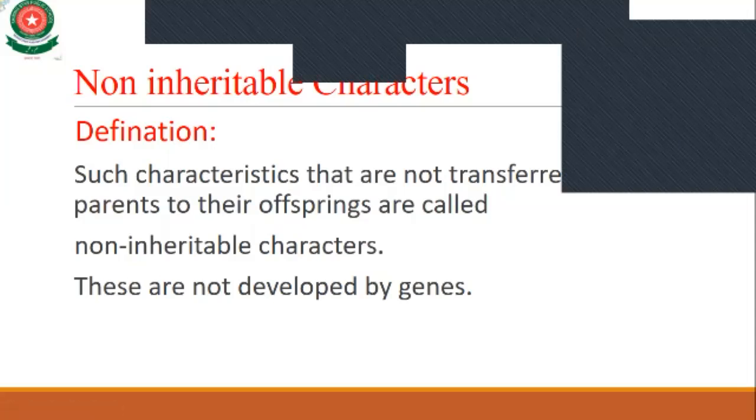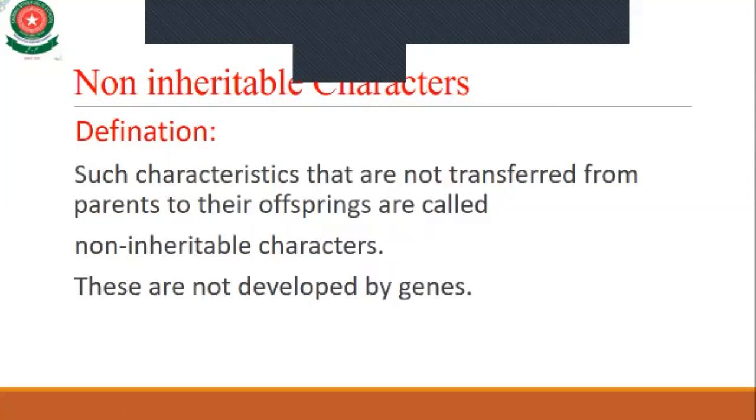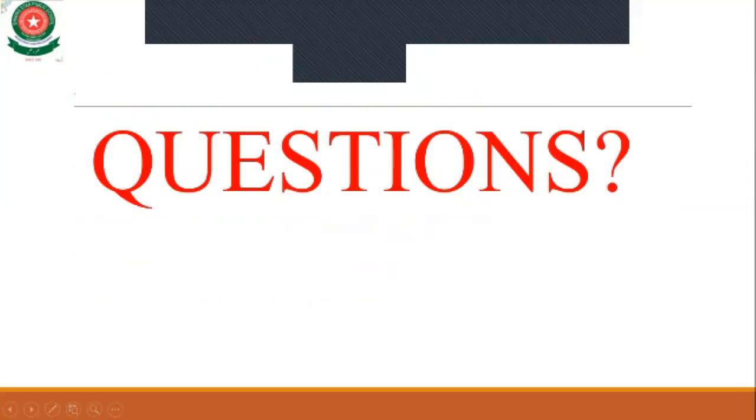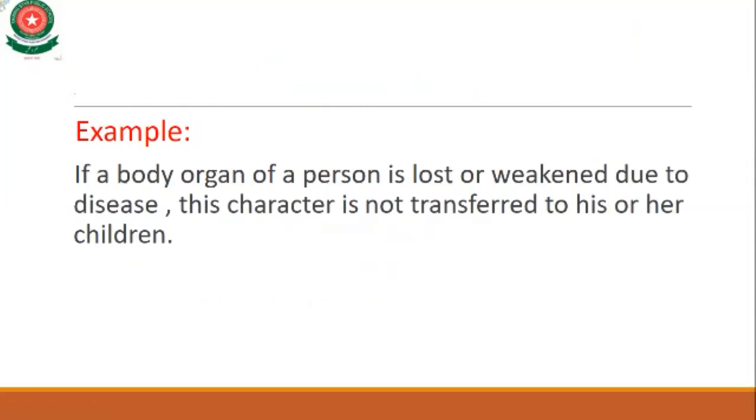And an example: if a parent organ is, let's suppose, lost or weakened due to some disease, this characteristic is not transferred to the offspring. Let's suppose if a parent has cancer, it may not be transferred to the offspring. Okay, these are called the non-inheritable characteristics.